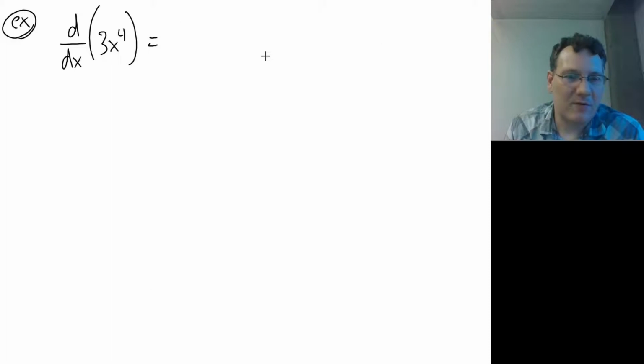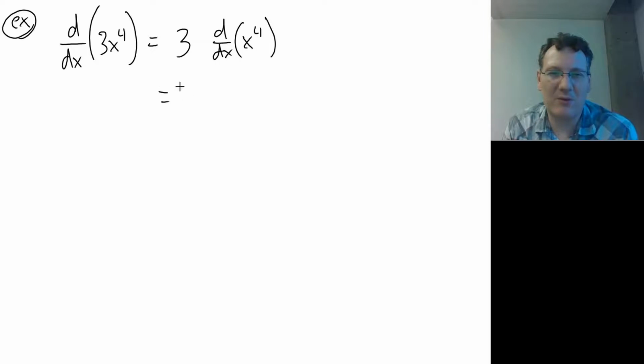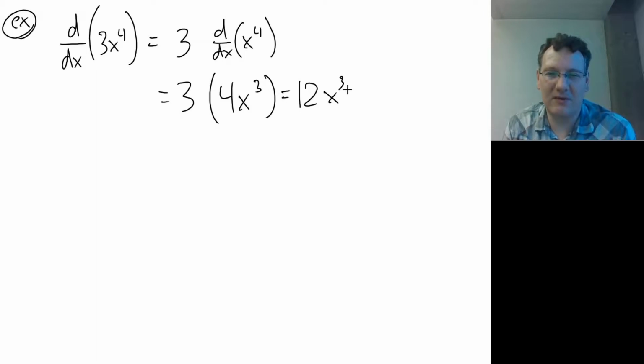For example, if we want to find the derivative of 3x to the 4th, well, this is 3 times d over dx of x to the 4th. Okay, and we already know the power rule. That's 3 times 4x to the 3rd. So this would be 12x to the 3rd. There you go. That's how we find the derivative of this, using this constant scalar rule.